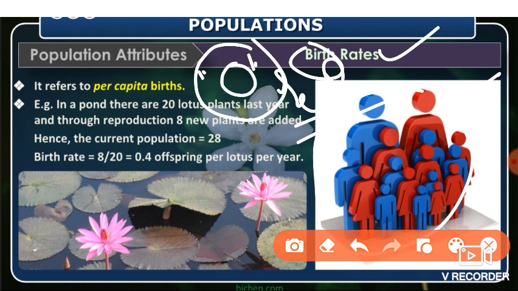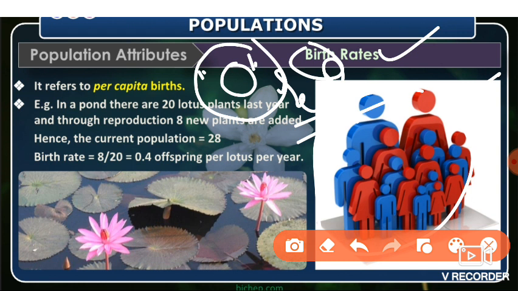Birth rate is contributed by each and every organism. Death rate is also contributed by each and every organism. That is the difference. If you are talking about the organism, we can say it is a birth of an organism. When you are talking about the birth in the population, it is a birth rate.